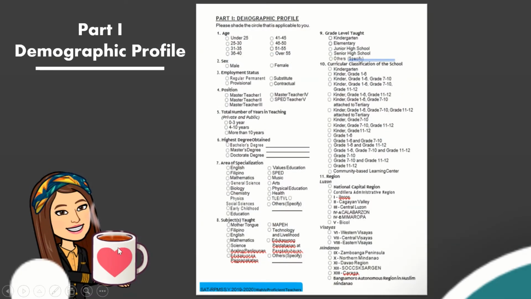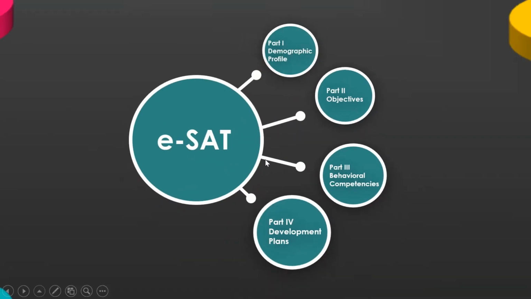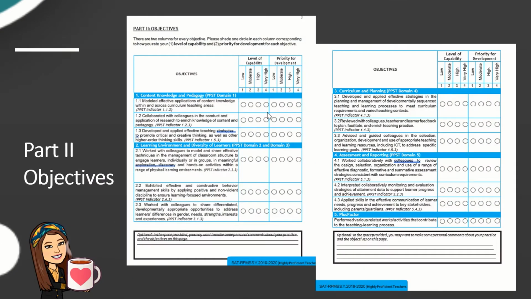So again, answer only all the questions that relate to yourself for the demographic profile. For the objectives, sagutan lang din ang lahat ng mga questions na may kinalaman sa ating objectives number 1 to 13 under the 5 KRAs. Okay, sa left na column, ilalagay natin dyan ang ating level of capability o kakayahan sa mga objectives na nabanggit. And on the right side naman ay ang ating priority for development. So, which of the following objectives do we prioritize to enhance or develop?